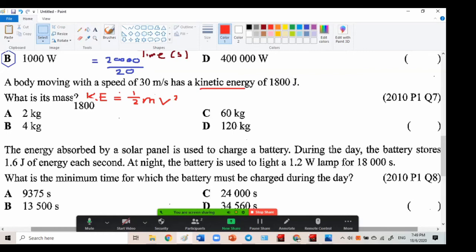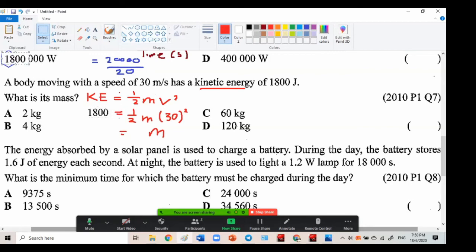All right, equal half. Don't know the mass, right? He asked you what's the mass, right? Velocity we know, right? 30 squared. Okay, go. Can you manipulate the mass? Come on, what must we do? This one must be 18000 times what? Times 2 divided by what?